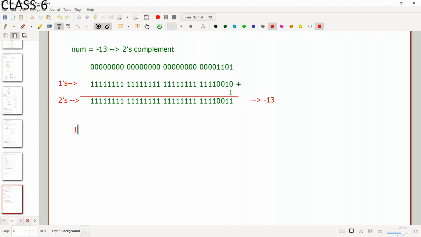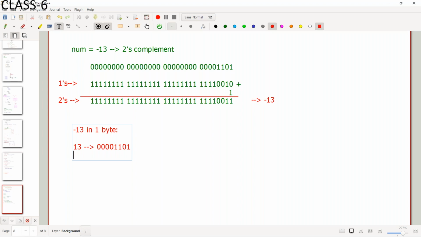So this is negative 13 in 4 bytes, and negative 13 in 1 byte is also within the range. To see how it will get stored, first we have to consider 13, which is 0000 1101.